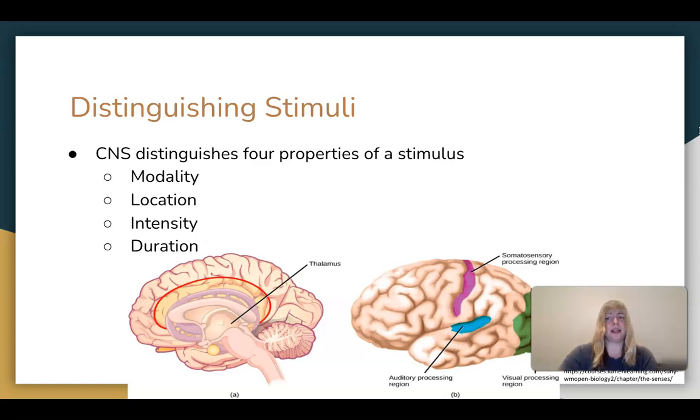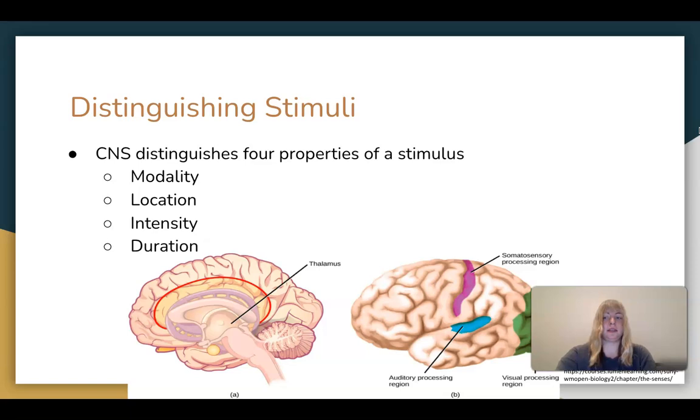The next property is location. Location is coded according to which receptive fields are activated. The sensory regions of the cerebrum are associated with incoming signals, and input from adjacent sensory receptors is processed in adjacent regions of the cortex. This arrangement preserves the topographical organization of receptors on the skin, eye, and other regions in the processing centers of the brain.